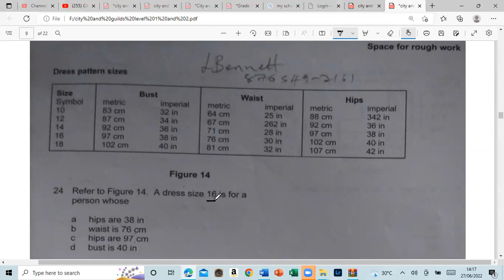Dress size 16 is for a person whose dress size is 16. All right, so bust, tips, no, 38. Let me see something. Tips are 38, yeah. No, tips are 38, so no, that's a part. All right, waist is 76. No, hips are 97. Yeah. No, these are not hips. Bust in part. So all right.